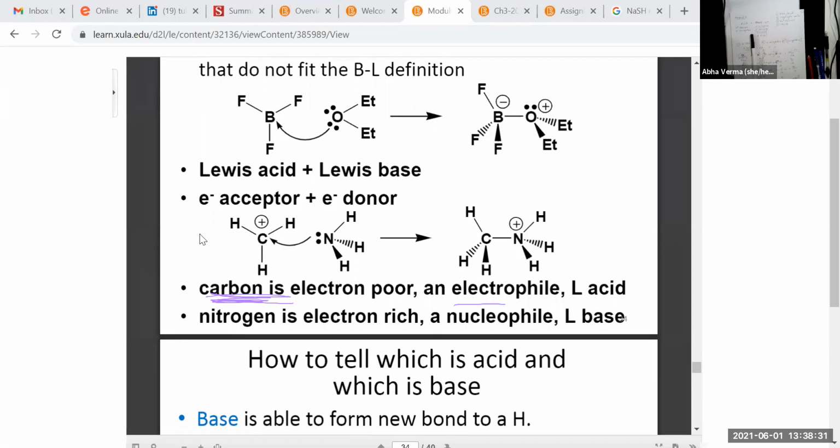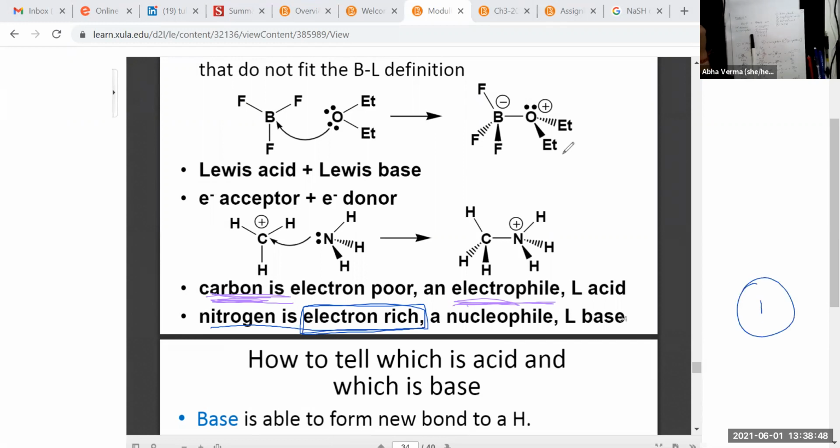Electron poor, electron loving, and hence we label it as an electrophile. Whereas nitrogen is electron rich. It has a lot of electrons on it. It is seeking the nucleus.